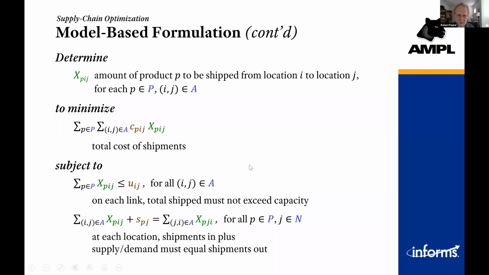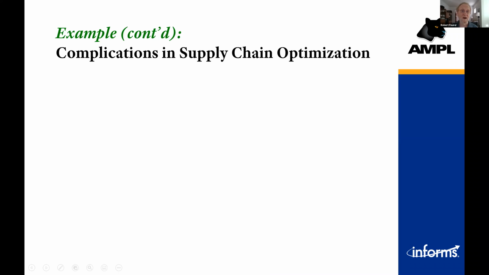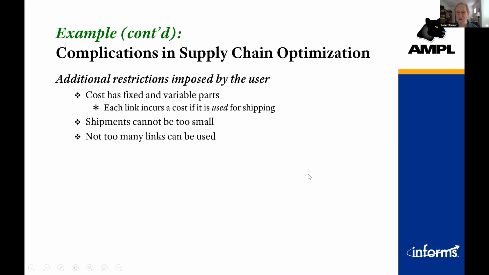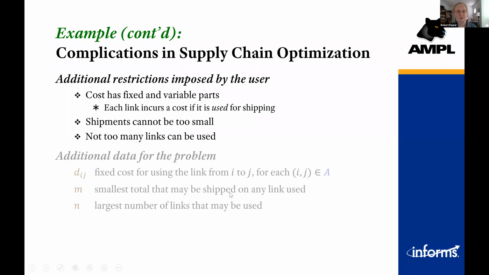Okay? Now, what I said was that what really makes the model-based approach attractive is handling complications. So let's go back and consider some complications. Costs may actually have some fixed part to them. There may be a fixed cost for using a certain link, independently of the variable cost of how much per unit. It may be that there's a minimum shipment amount. It may be that the number of links that are actually used cannot be too great. And along with this comes some data: some fixed costs, some minimum amount that may be shipped, some largest number of links that can be used.